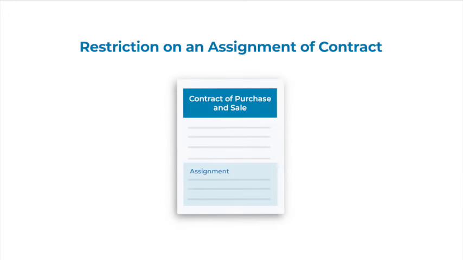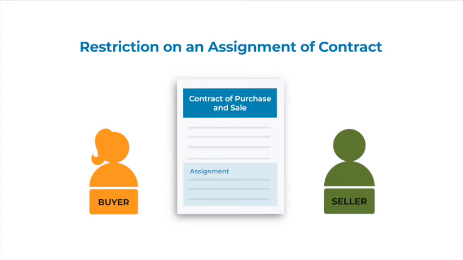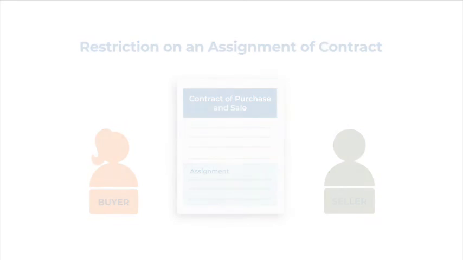Restriction on an assignment of contract. The contract of purchase and sale residential provides that the contract cannot be assigned without the written consent of the seller, and that any profit from an assignment will be for the benefit of the seller, unless otherwise agreed to by the buyer and the seller.